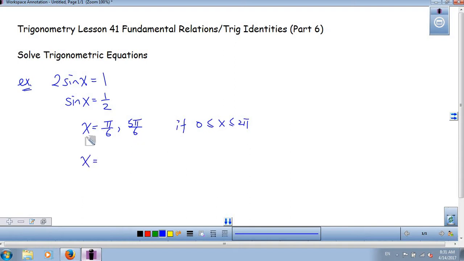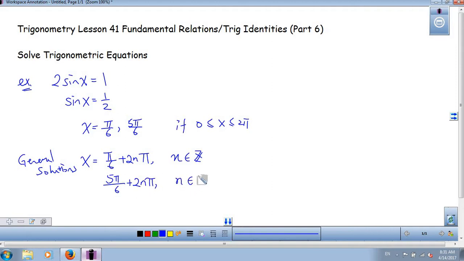However, if you want to write something called the general solution, the general solutions would be pi over 6 plus 2m pi. Now what do I mean by 2m pi? 2m pi means it's a multiple of 2 pi, and m belongs to the set of integers. Okay, so m belongs to the set of integers, and x also equals 5 pi over 6 plus 2m pi. What does 2m pi mean again? 2m pi means multiples of 2 pi.